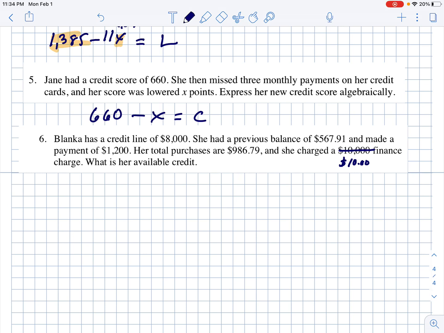All right, so let's get back to this. She had a previous balance of $567.91 and made a payment of $1,200. Her total purchases are $986.79. What is her available credit? Okay.